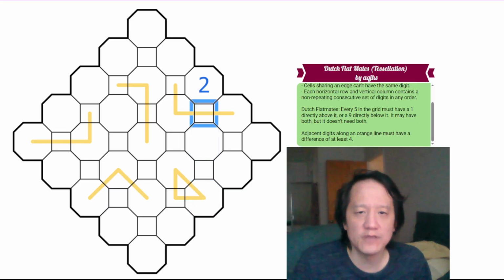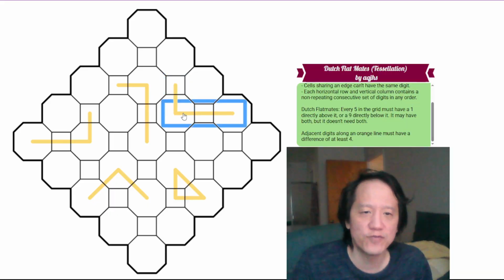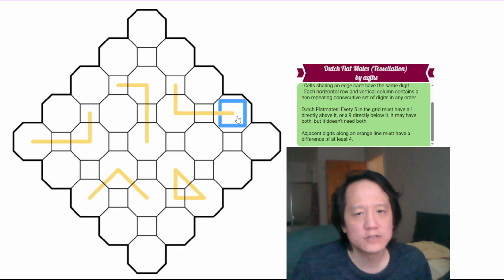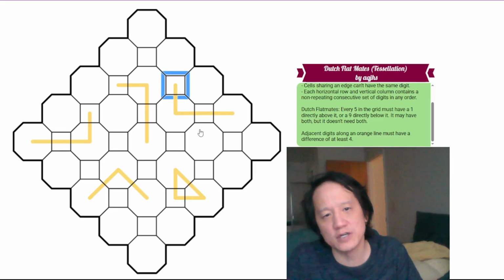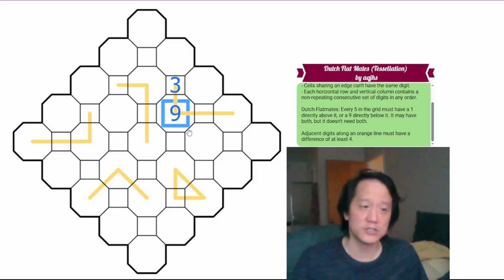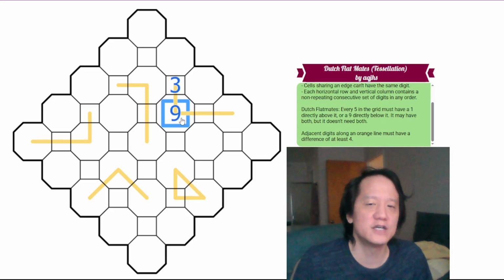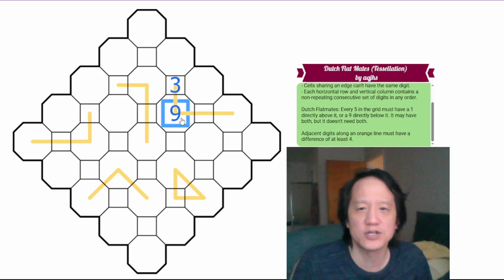And finally, we have adjacent digits along an orange line must have a difference of at least 4. These are also known as Dutch whisper lines, but I like to call them whisper 4 lines because that clarifies things and you can extend it more. So, for example, if this were a 3 here, this would have to be a 7, an 8, or a 9 because those are the only digits which are 4 or more away from 3. But we have Dutch whispers along with Dutch flatmates on this tessellation puzzle. And those are all the rules.